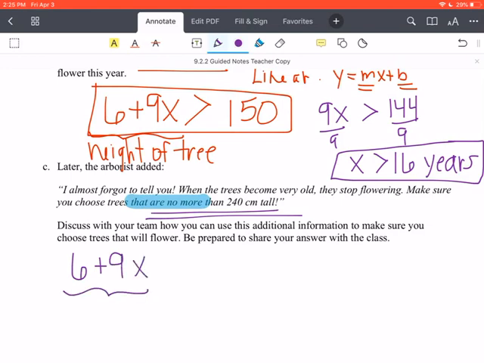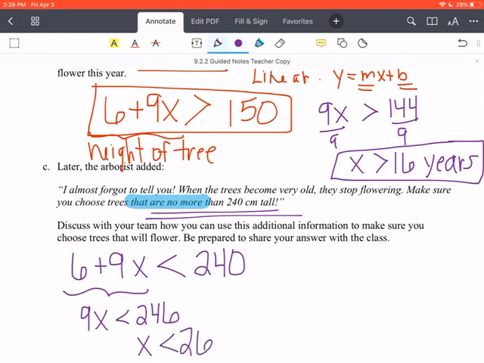So if it was 1 year old, you'd do 6 plus 9 times 1. If it was 5 years old, you'd do 6 plus 9 times 5. But we also need this height of the tree to be less than 240 centimeters. Okay? So this is kind of the upper limit. So now to solve this, we're going to do the same thing by adding 6, and we get 9x is less than 246. Divide by 9, and we get x is less than 26 years. So this is kind of like, again, the domain template that we talked about and saw yesterday too.